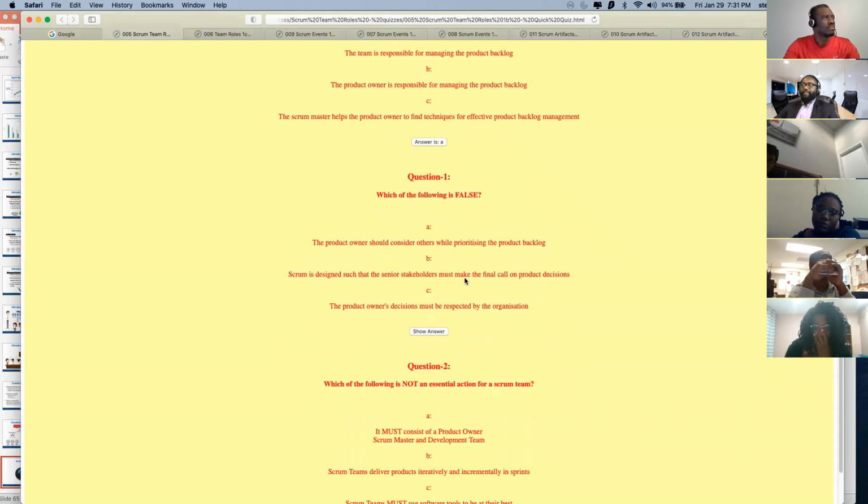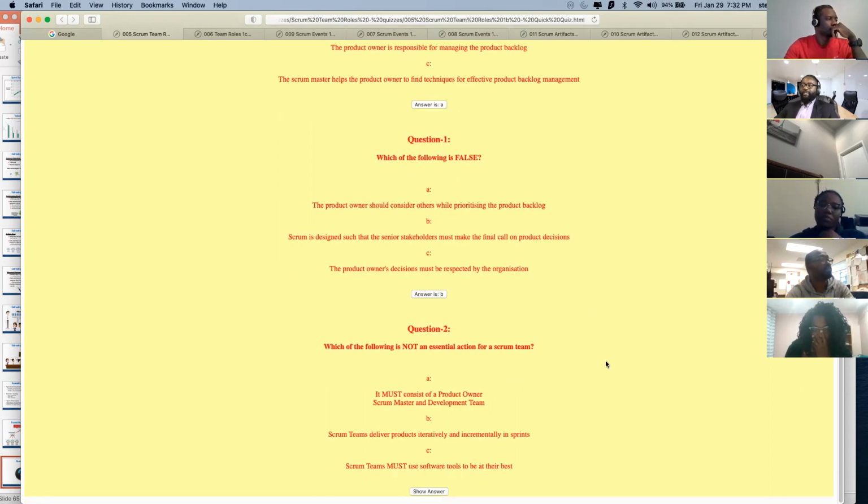Next one, which of the following is false? A, the product owner should consider others while prioritizing the product backlog. B, Scrum is designed such that the senior stakeholders must make the final call on product decisions. C, the product owner's decisions must be respected by the organization. B. Which one is false? B. Okay, that's good.